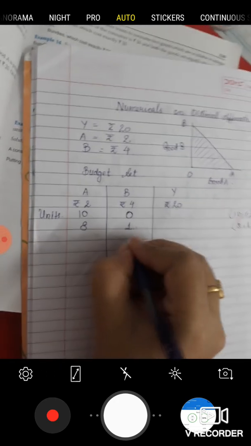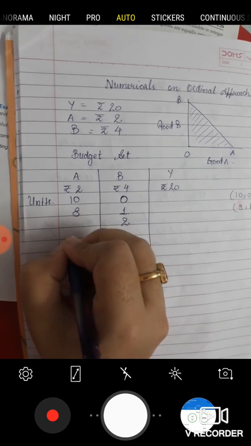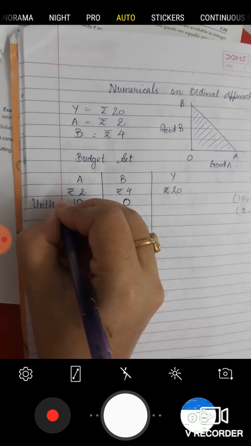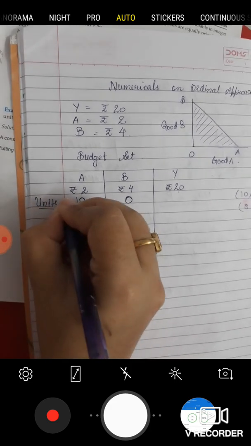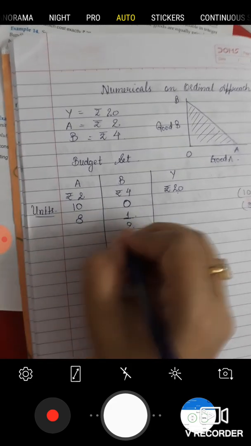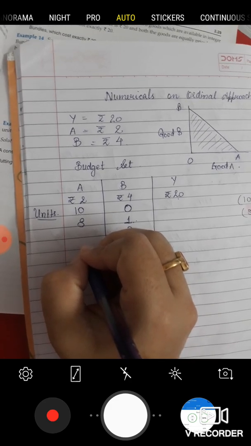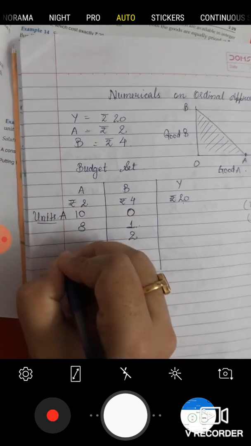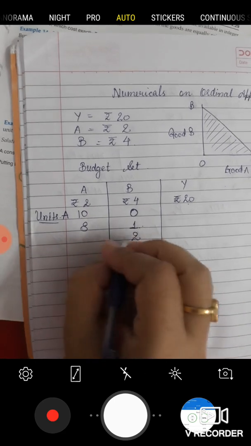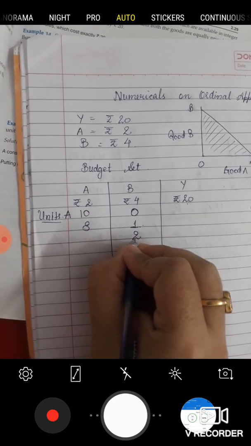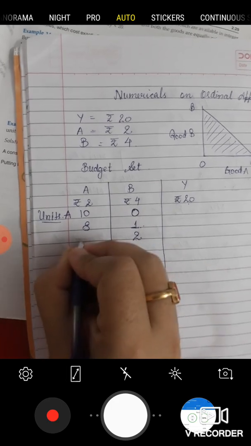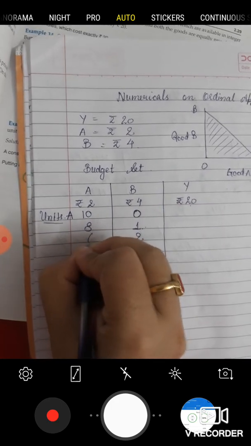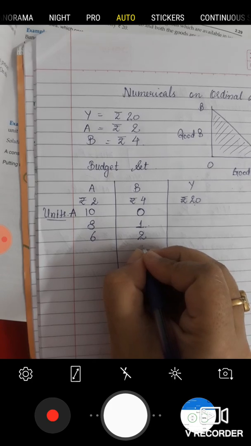Then we have 2 units of B. What is the combination? These are the different points which are given. So 10, 0 is which point? It is this point, let's say point A. Moving on further, if 2 units of B are purchased, 12 rupees are left. With 12 rupees, 6 units of A can be purchased.